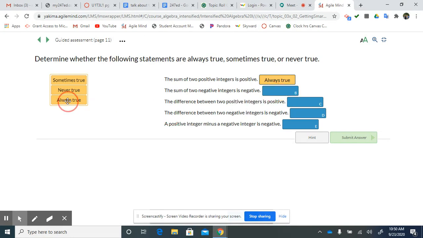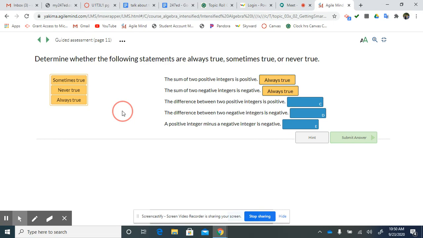Oops. I don't know. I think it'll just go away on the next problem.